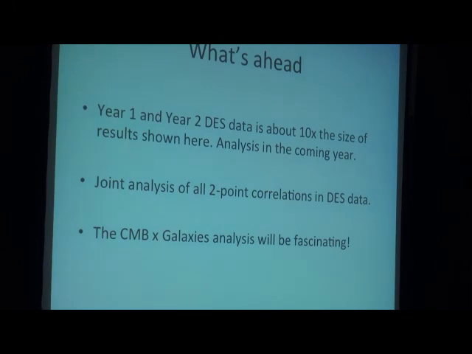Okay. So just to wrap up, we have about 10 times as much data taken that is being processed right now, and we hope to have the first paper out in a few weeks, but a full cosmology analysis maybe this summer. So that would involve various subsets, but also a full joint analysis of all two-point correlations, and various things one can do by combining galaxies and the CMB.